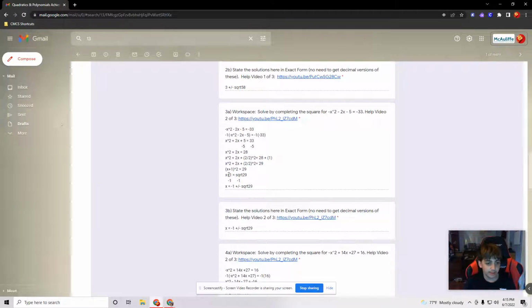Then we unsquare it, so x plus 1 equals square root 29. Minus 1 from both sides. You got x equals negative 1, positive or negative square root 29.